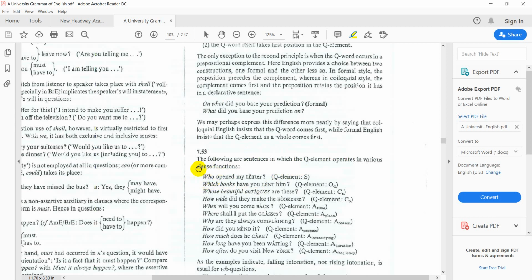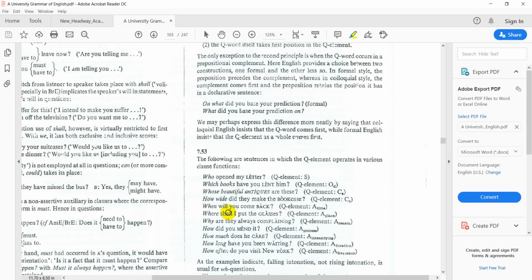Instead of the subject, in the place of the subject, and everything will be as it is. There is no inversion between the subject and the operator. If the sentence contains no operator, no harm. We can use it as it is. It's only that we remove the subject and put "who" and ask by it.